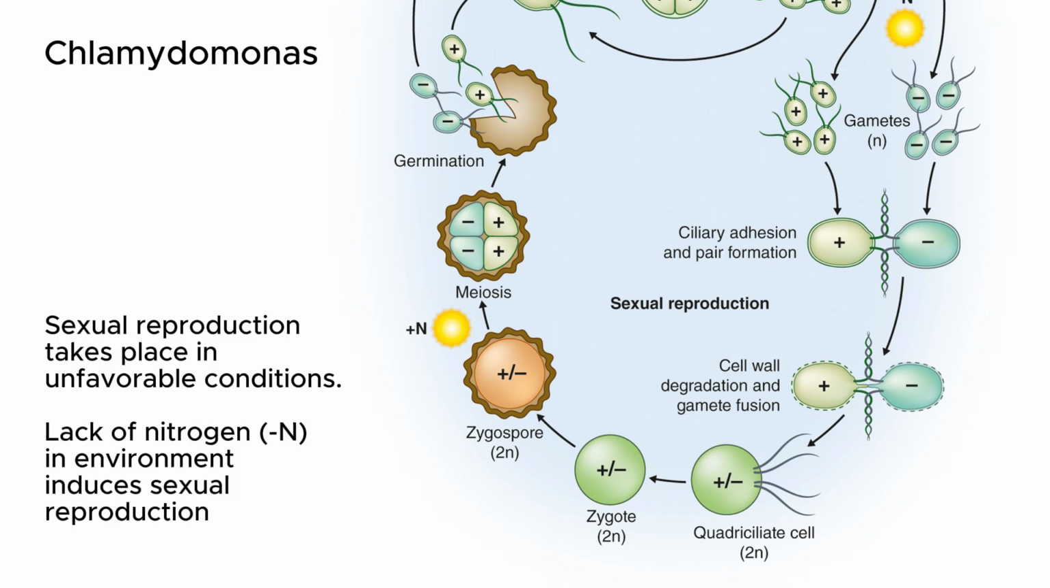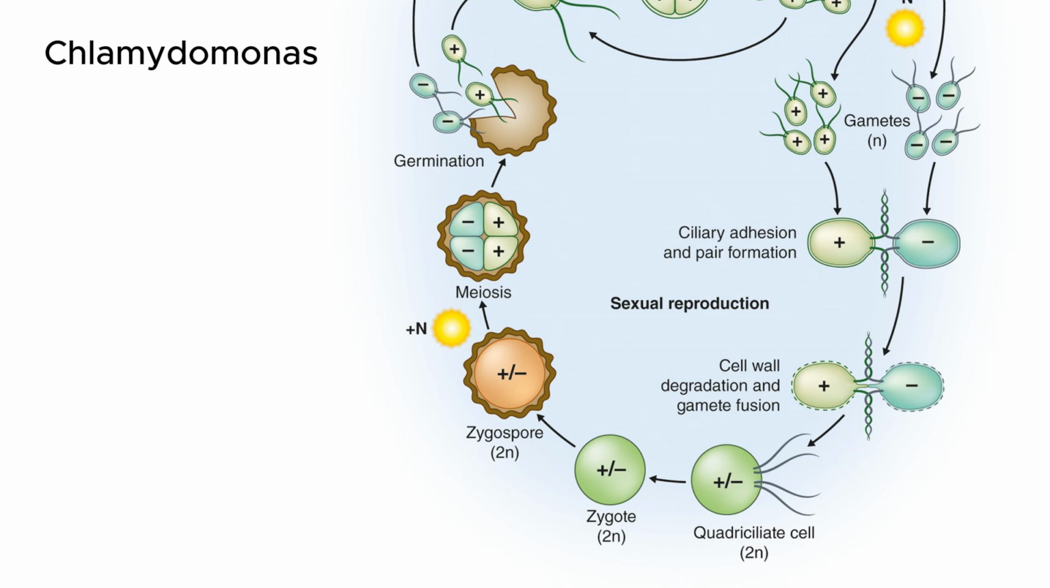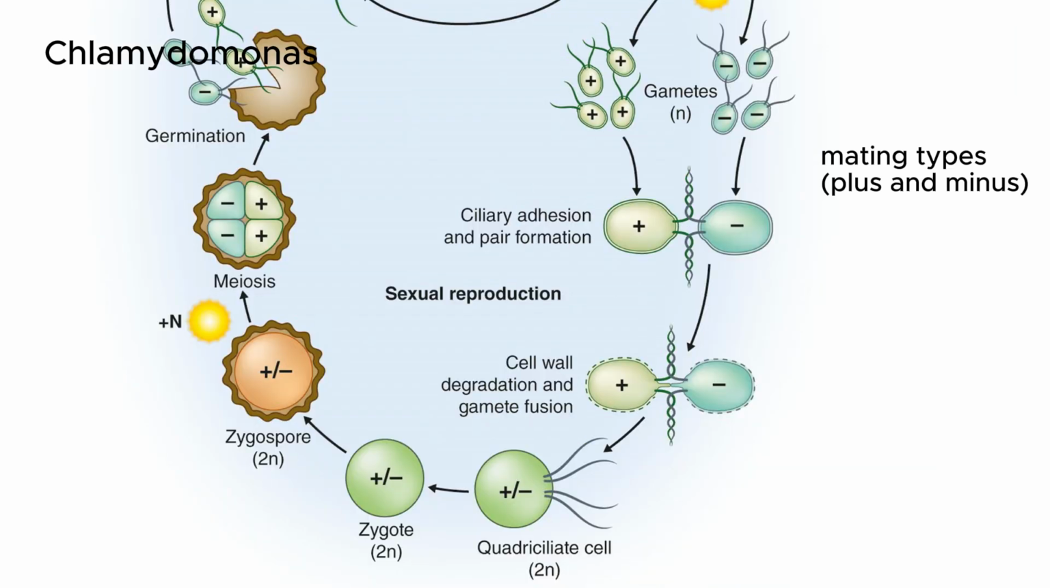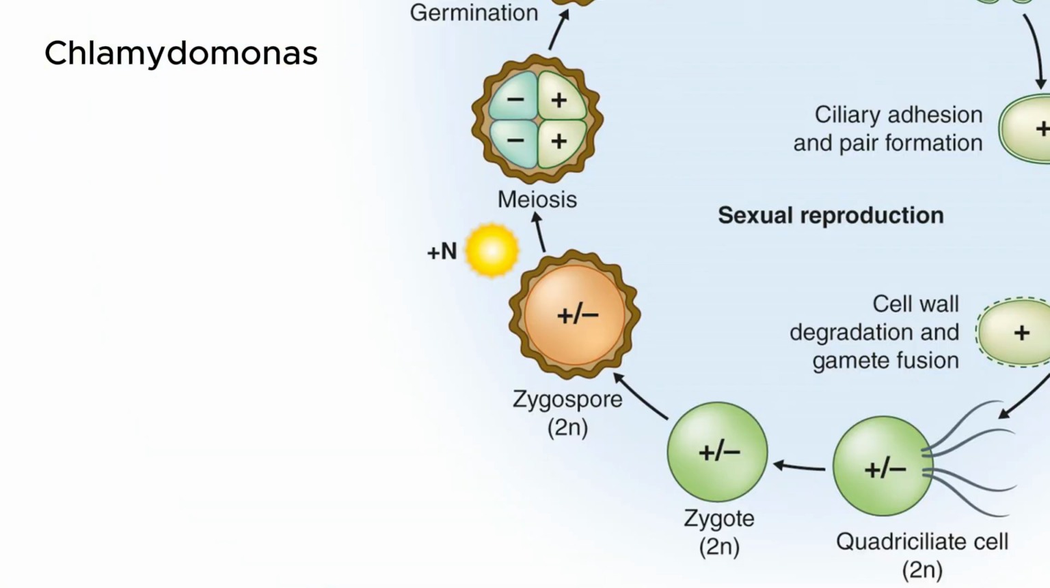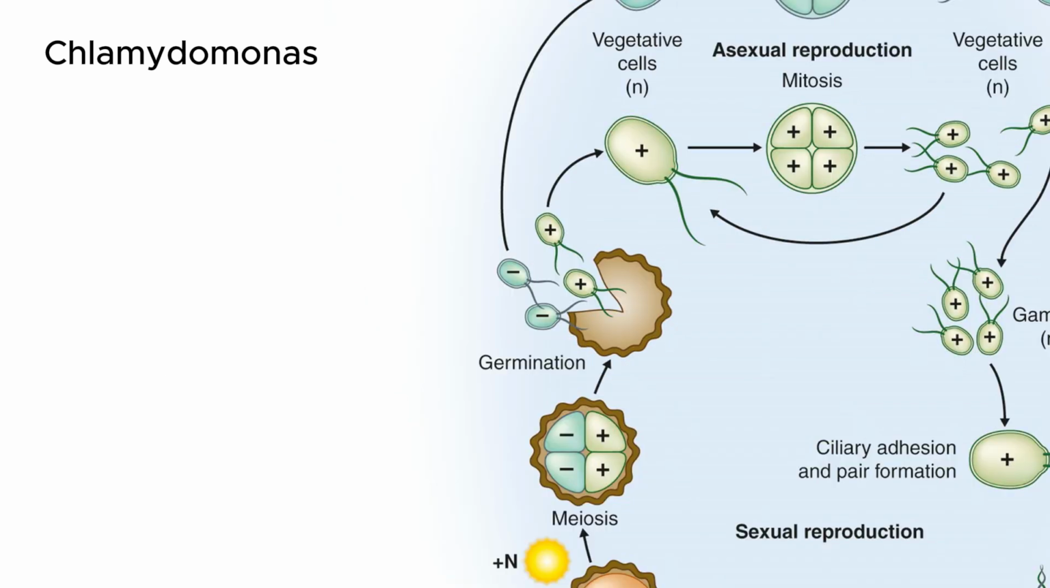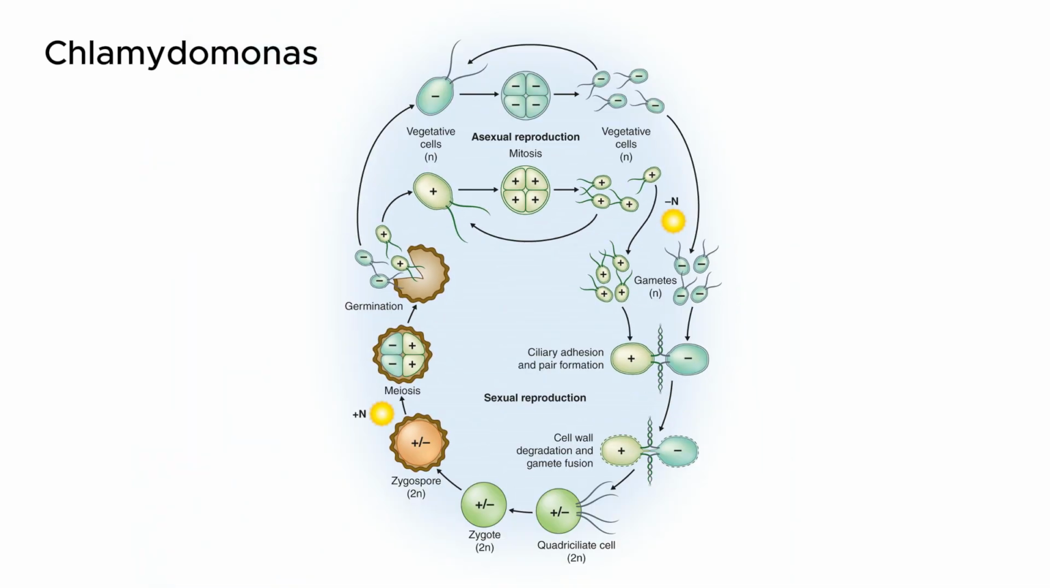In unfavorable conditions, such as lack of nitrogen in their environment, sexual reproduction takes place. Cells can differentiate into gametes from each mating type. Gametes fuse to form a diploid quadriflagellate zygote, which then forms a circular zygospore. Zygotic meiosis induces protoplast divisions to form daughter haploid flagellated spores called meiospores. These spores are released to develop into biflagellate haploid cells called zoomeiospores and grow into new Chlamydomonas, completing the cycle.